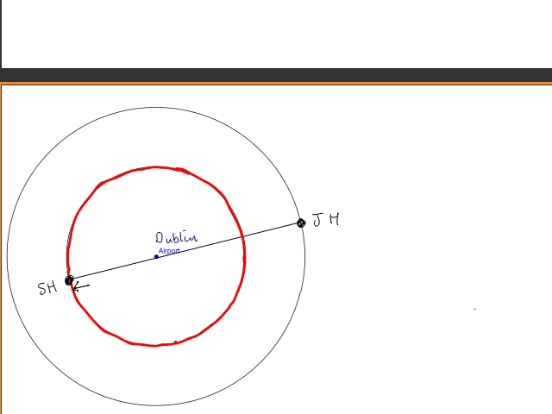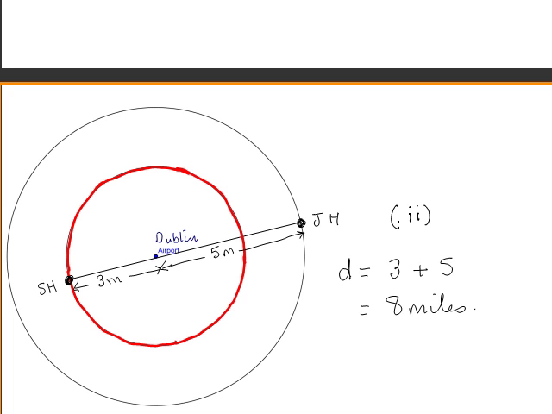So we know that the radius of the red circle is 3, since Sarah's house is situated 3 miles from Dublin Airport. And we know that the radius of the black circle is 5 miles, since we know that John's house is 5 miles from Dublin Airport. So here's a picture representing the largest distance that could be between John's house and Sarah's house. So this is equal to, and you can see clearly from the picture, 3 miles plus 5 miles, which is 8 miles. So this is the largest distance that d could be between the two homes. This is the answer to part two of the question.